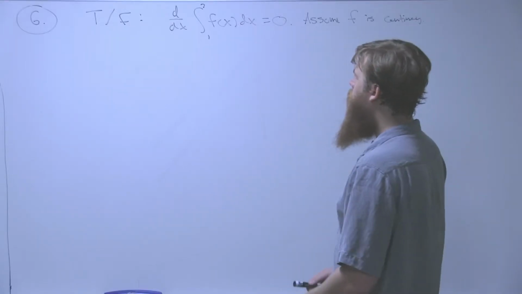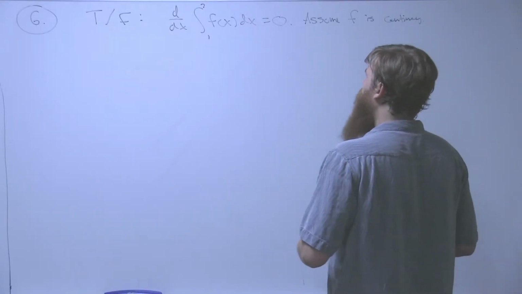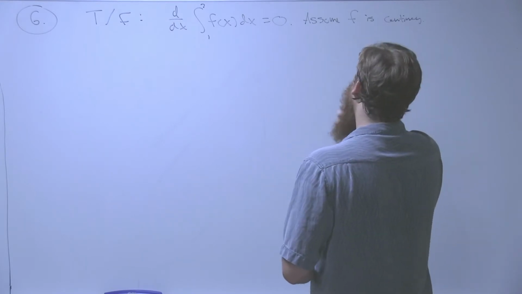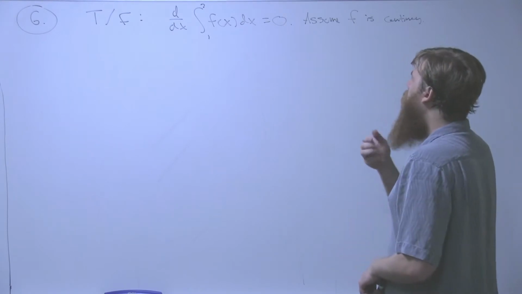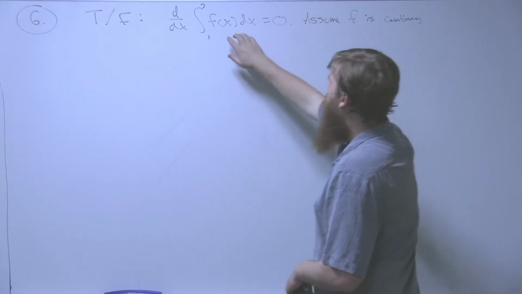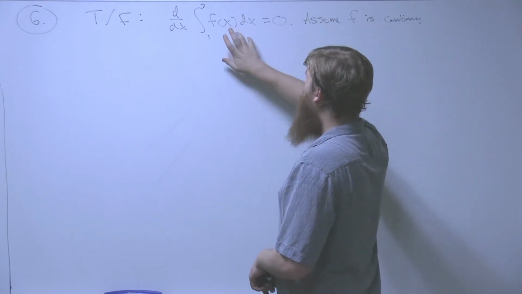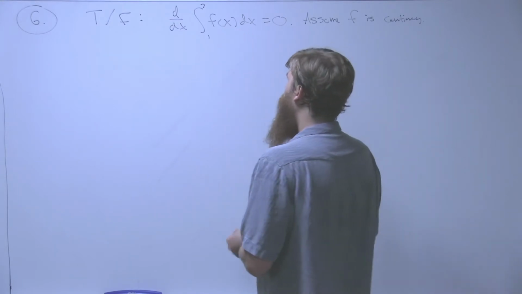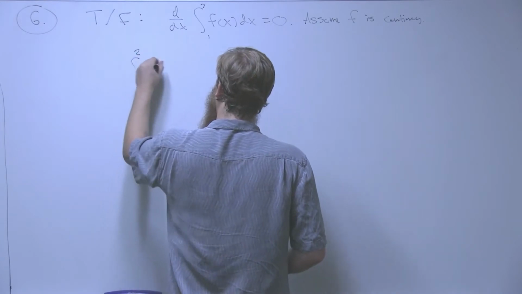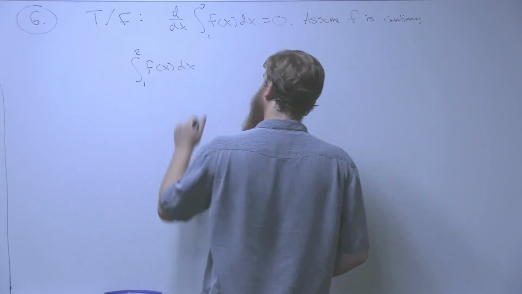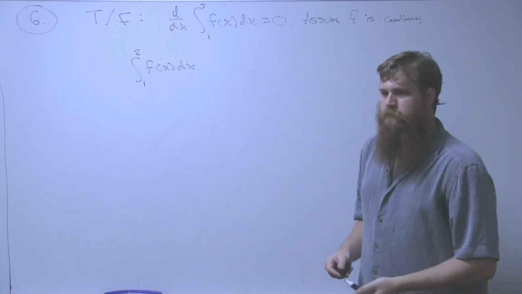Number 6 is a true or false question. The statement is d dx of the integral from 1 to 2 of f of x dx is equal to 0. Assume that f is continuous. So if f is continuous, I know that this integral exists. In particular, I know that this integral, 1 to 2 f of x dx, is a certain kind of object.